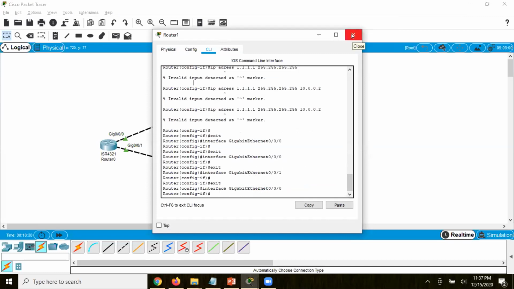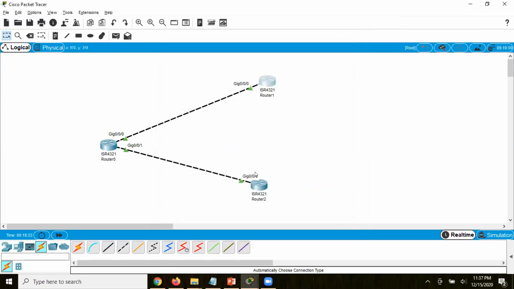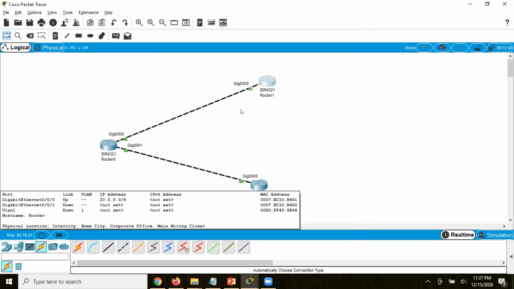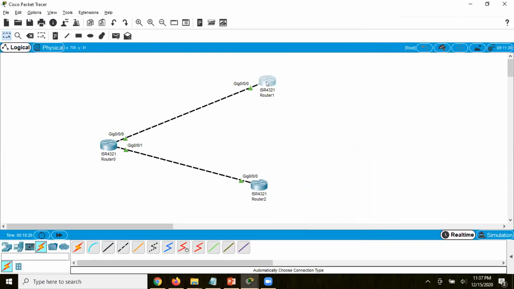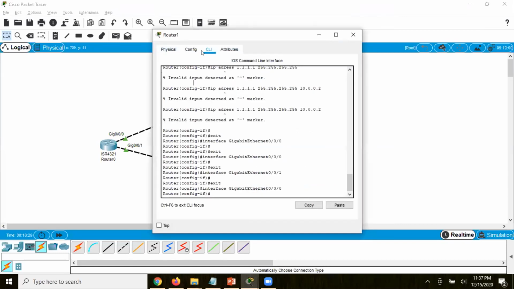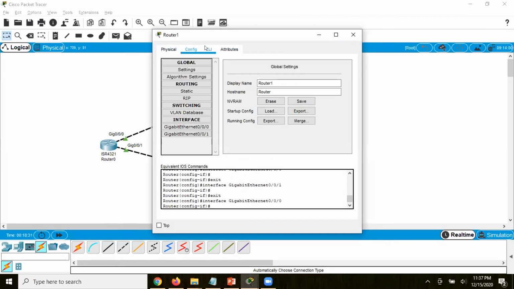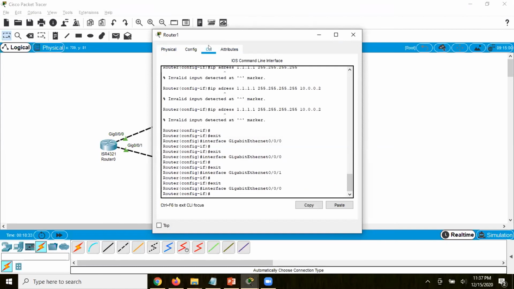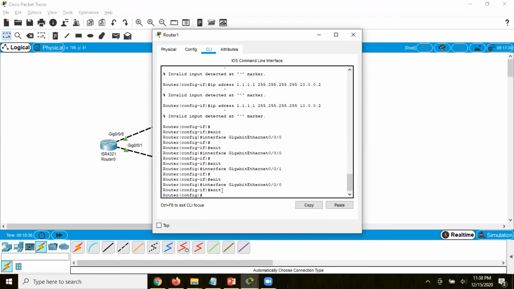You need to exit. Not from this route config. In router one. Yeah, in CLI. Type the exit command. Then interface, loopback, space one.